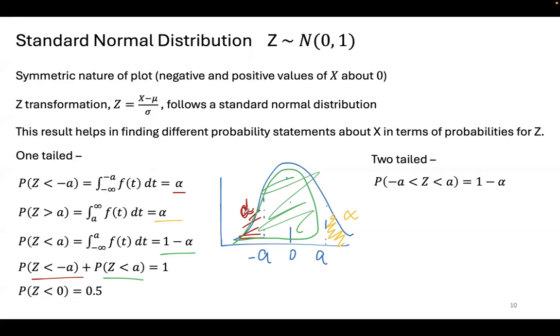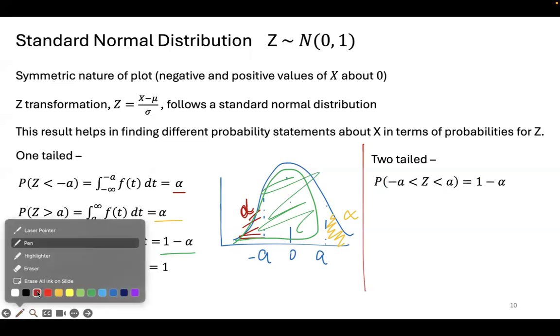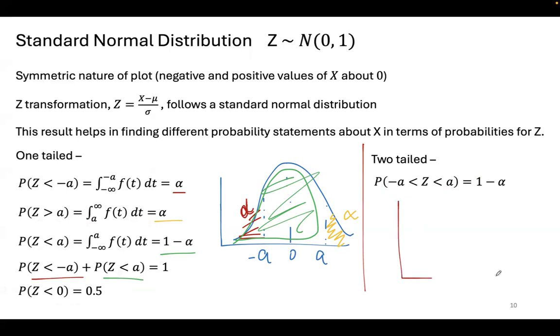time. Now, when you're talking about two-tailed tests, again, what we are plotting here looks the same. Again, this is centered around 0.